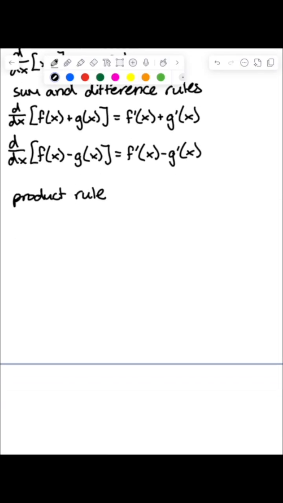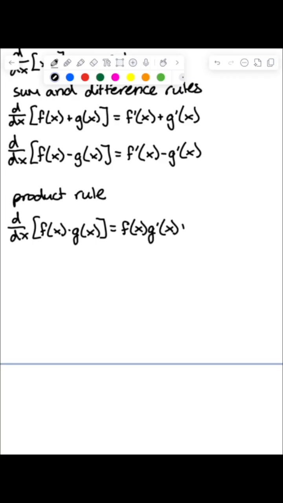We use the product rule when we're multiplying two functions together, so the derivative of f of x times g of x is equal to f of x times g prime of x plus f prime of x times g of x. So again, the first function times the derivative of the second function plus the derivative of the first function times the second function.